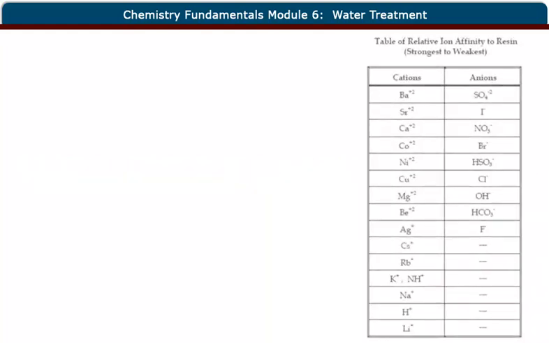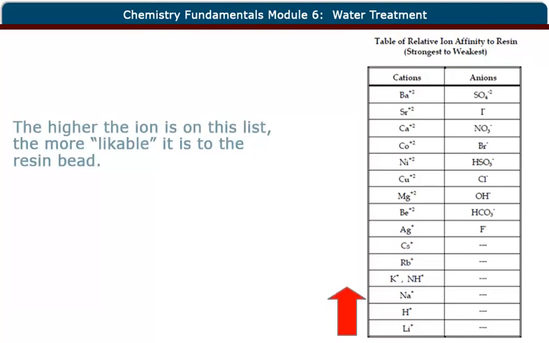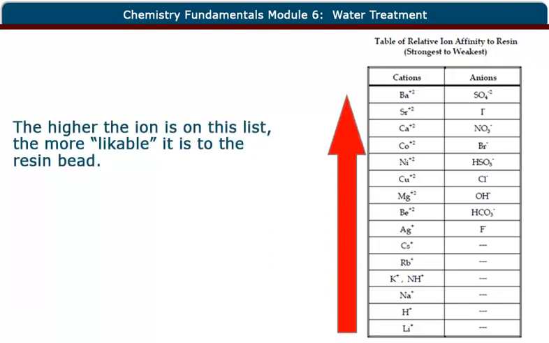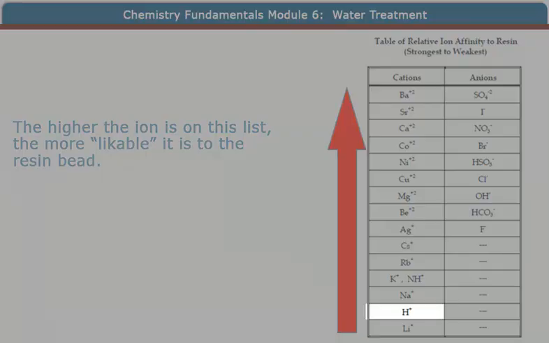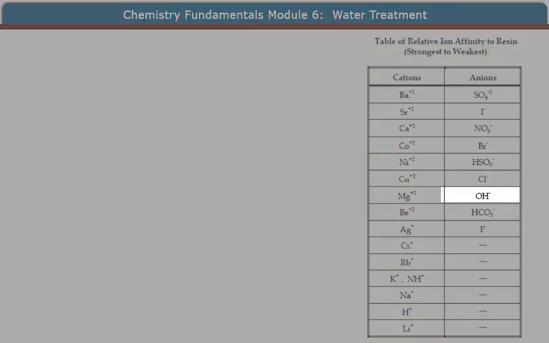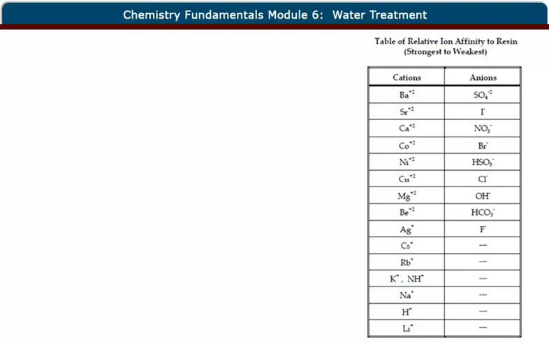Here's a table of relative ion affinities to resin of some common ions that may be found in water. The higher up you go on the table, the stronger the affinity or attraction. So take a minute to look at this list and notice where the cation hydrogen and the anion hydroxide are in their respective columns. Notice they are near the bottom, meaning that while the resin bead has somewhat of an affinity for them, the beads are attracted more to any ion listed above them.